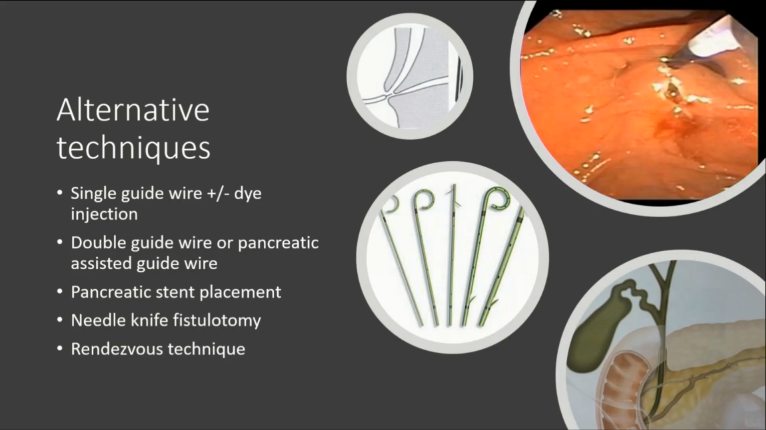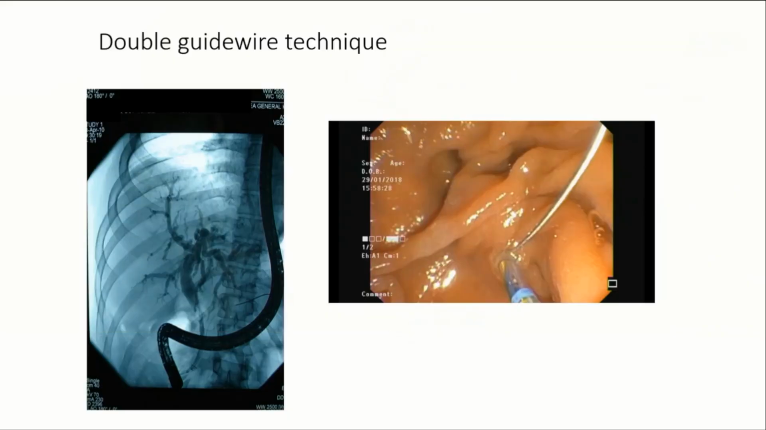Now, there are alternative techniques to succeed in the important step of the CBD cannulation. You can have single guide wire with or without dye, as we said. Sometimes it is a combination, or a double guide wire, or pancreatic-assisted guide wire. You can place a pancreatic stent. Sometimes you cannot cannulate straight away, so you cannulate the pancreatic duct and put in a pancreatic stent or a guide wire in order to facilitate. You can do a needle knife fistulotomy or a rendezvous technique. We're going to speak about it a little bit.